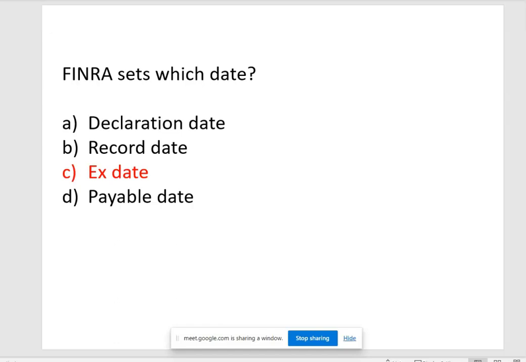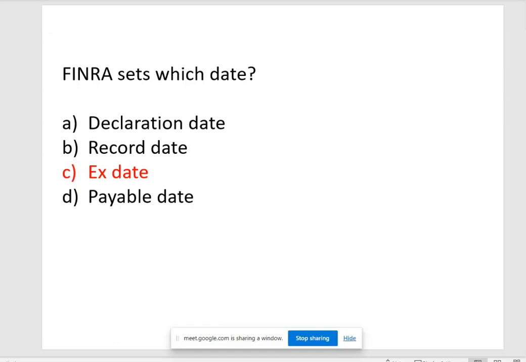Anyone and everyone who's on the books with the transfer agent as of the close of business on this date gets the dividend payment. And then they'll say the payments will be made on so and so date. Well, that so and so is the payable date. That's the day the checks go in the mail and the day brokerage accounts are credited.